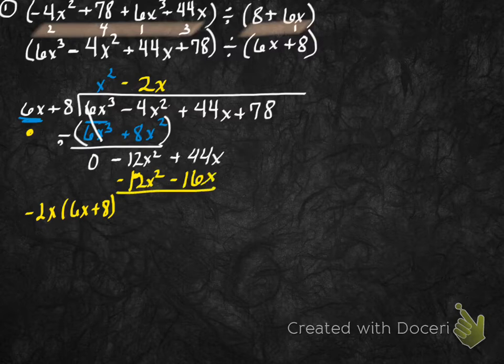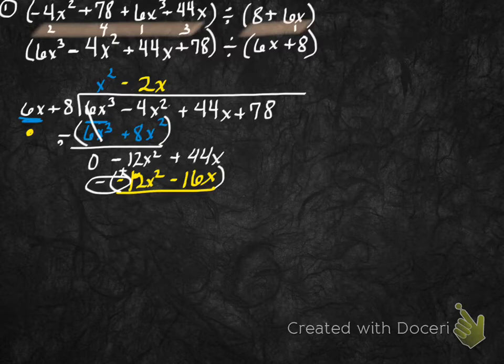And I am going to subtract it just like what I was doing before. So when I subtract it, I have a negative 12x squared minus a negative 12x squared. That's going to change to a plus, and that's going to give me a 0. That cancels out. That first term should always cancel out, or you've done something incorrect. And so I now have a positive 44x minus a negative 16x. So that's going to change to a plus, giving me 60x plus 78.